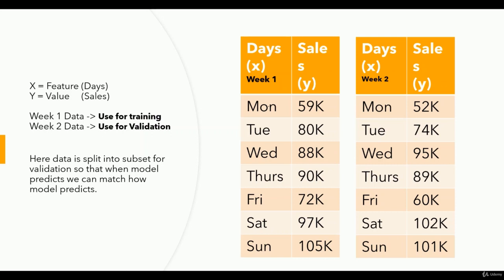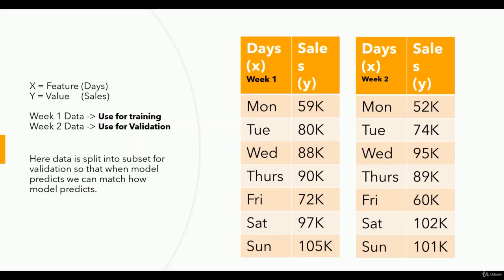On the screen, you can see days and the sales, and there will be 2 weeks, week 1, week 2. Each day has a different sale. Let's say for Monday, I have 59,000 products sold at my e-commerce website. On Tuesday, it's 80K. On Wednesday, it's 88K, and so on. Same as for week 2. That is the data available.